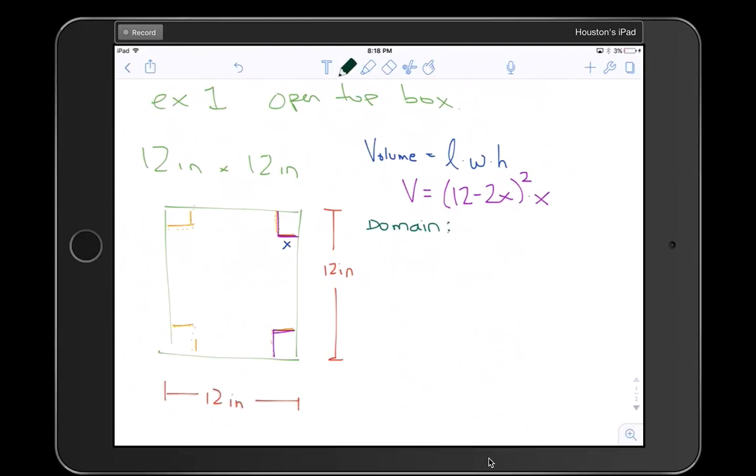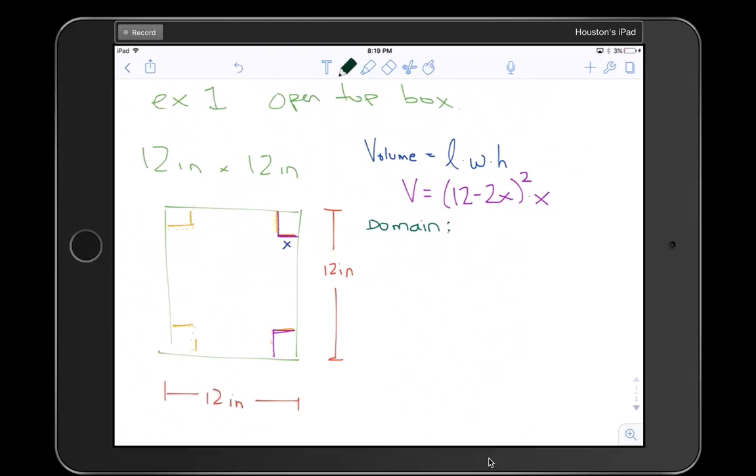So think about the possible values for x. So smallest value for x, I think, would be 0. The largest value can't be 12, because if the largest value is 12, then we would have a negative length of a side.